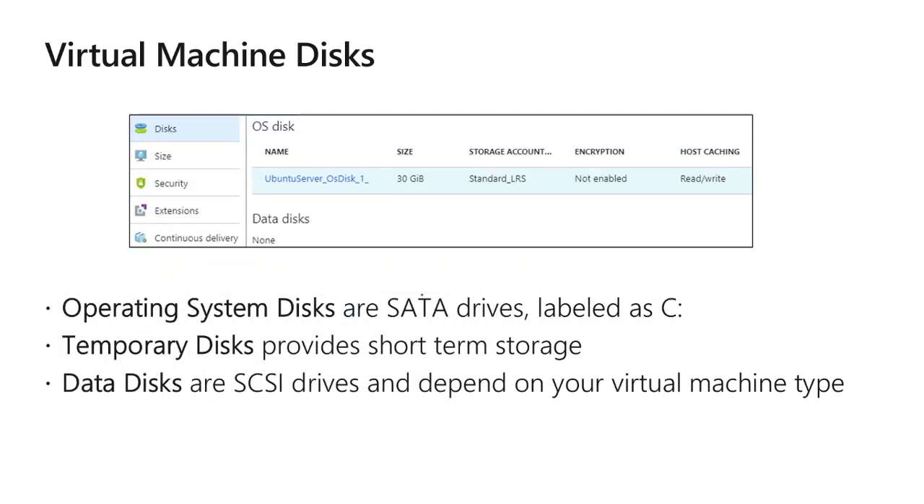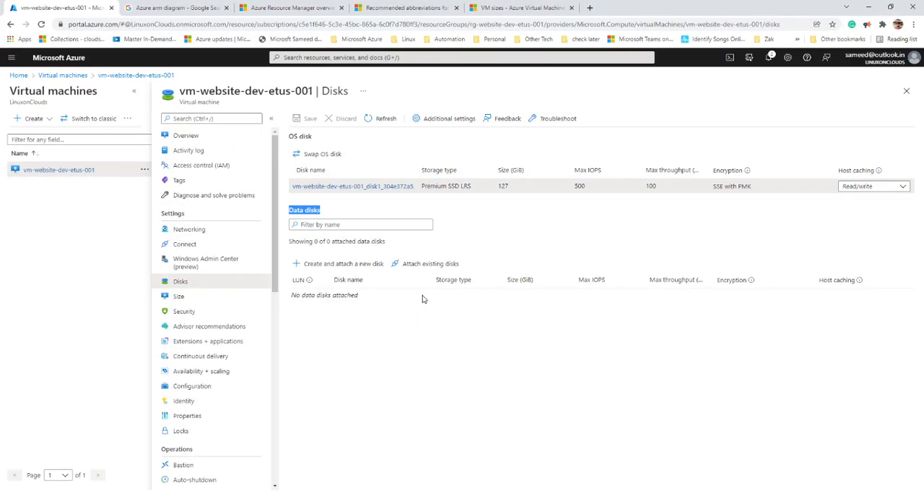The operating system disk is labeled C for Windows and slash for a Linux machine. And the data disk is a cached drive, depending on your virtual machine type, what you decided. It could be SSD, it could be HDD. In the same way, the operating system disk could be SSD or HDD. For the one I have deployed here, you can see that it is a premium SSD disk. I have decided to go for premium SSD rather than choosing HDD. You can decide it.